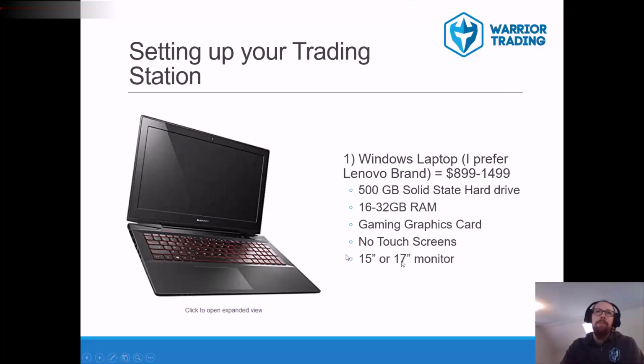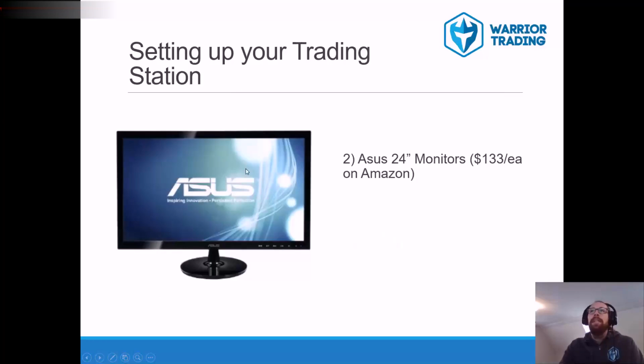15-inch or 17-inch monitor, that's your choice. Setting up your trading station, part two, number two, 24-inch monitors. Asus, $133 each on Amazon. Those are super cheap, and they're great. I've got 8 of them. I love them.